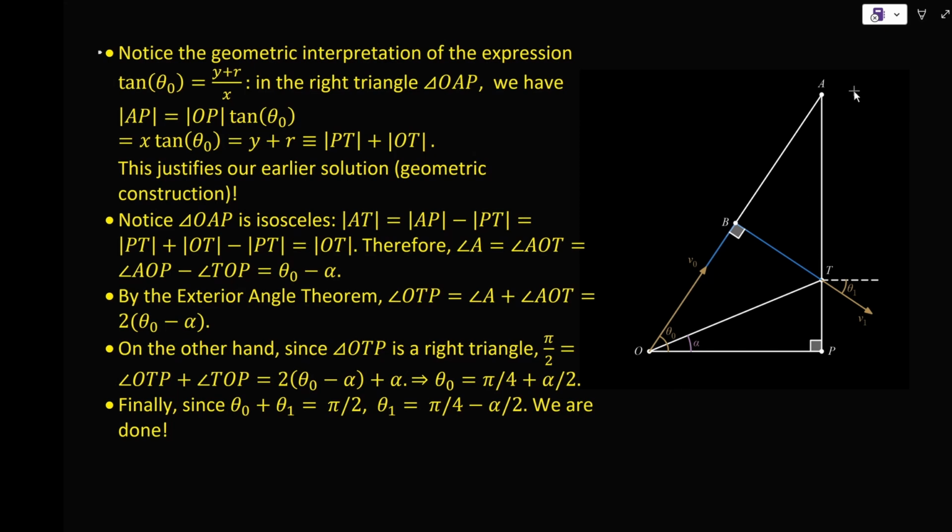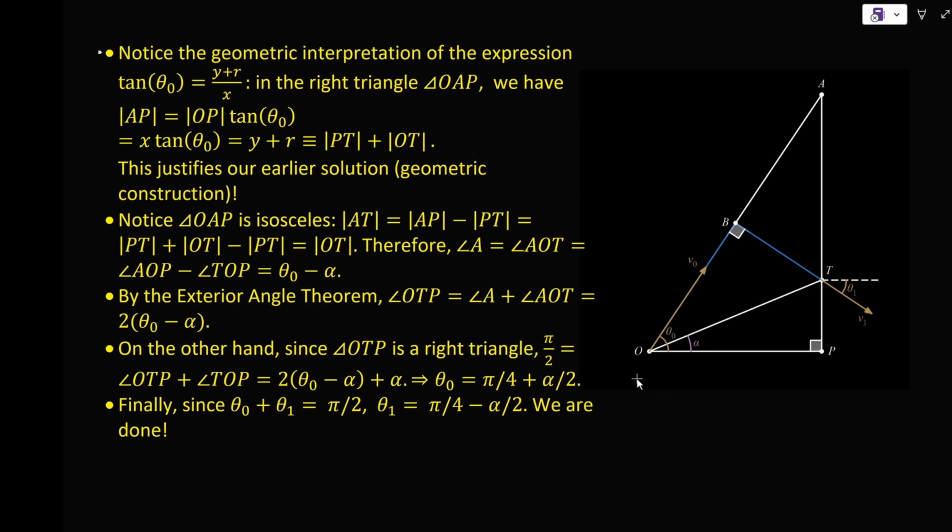And as a result, the angle A equals the angle AOT. And the angle AOT is theta naught minus alpha. The exterior angle OTP is therefore the sum of the angle A and the angle AOT. And that is just 2 times (theta naught minus alpha). And on the other hand, since the triangle OTP is a right triangle, the angle OTP is 90 degrees, or half pi, minus alpha. This gives an equation for theta naught. That is half pi equals 2 times the difference between theta naught and alpha, plus alpha. Solving it, we get theta naught equals pi over 4 plus half alpha.